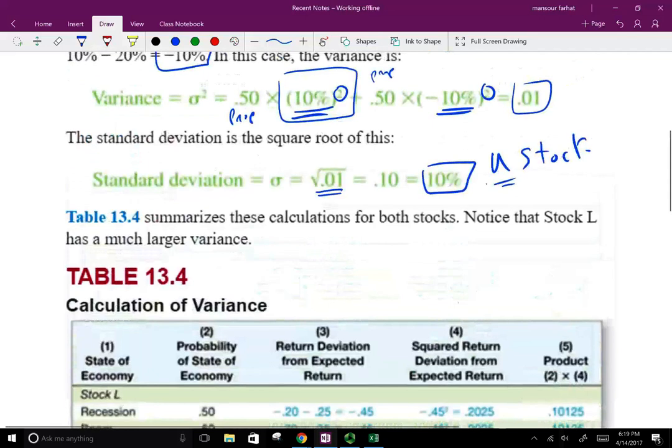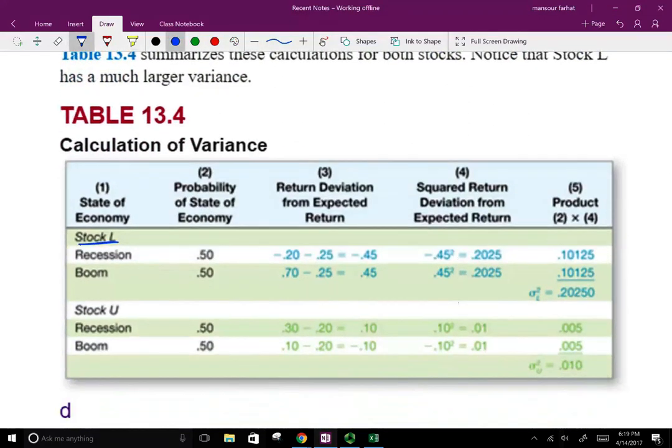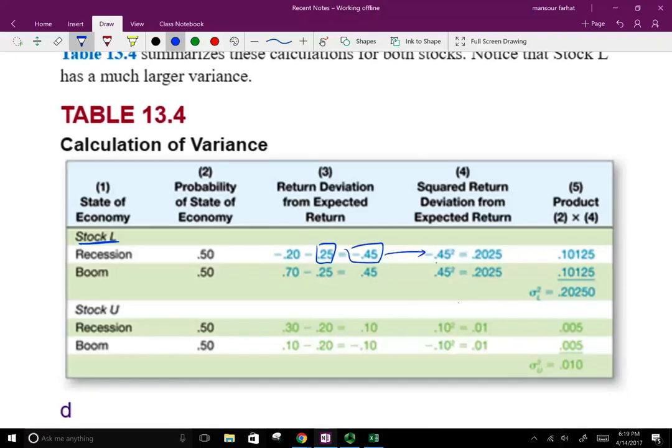We did this for stock U. We can do the same for stock L. Once again, the average is 25, so we'll take the observation and see how much it deviates. Negative 20 minus 25 is negative 45. Then we raise it to the second power, which gives us 0.2025.